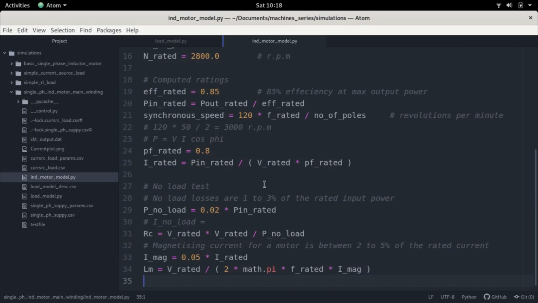Now in this lecture we are going to continue and we will start with the blocked rotor test.